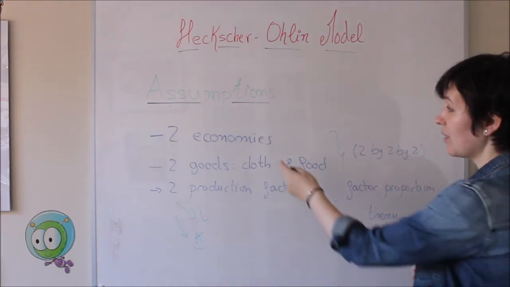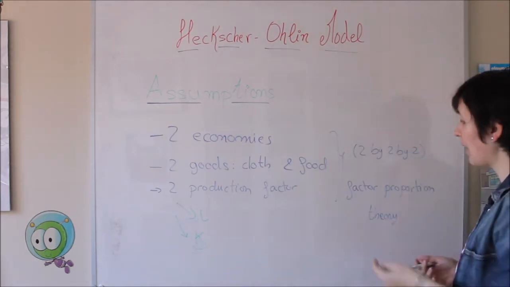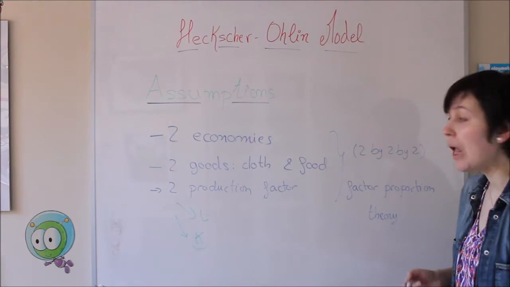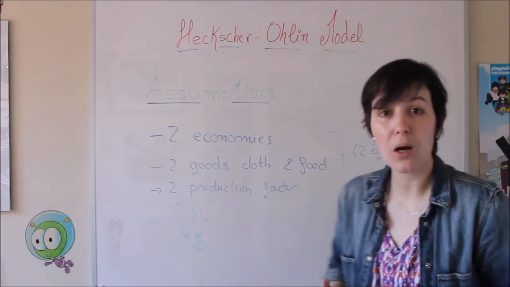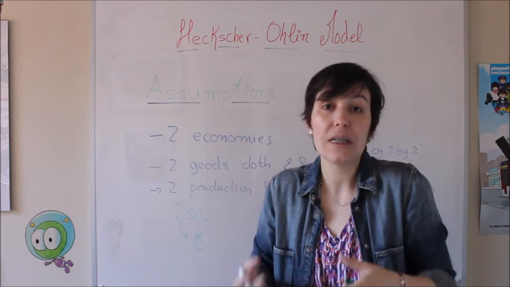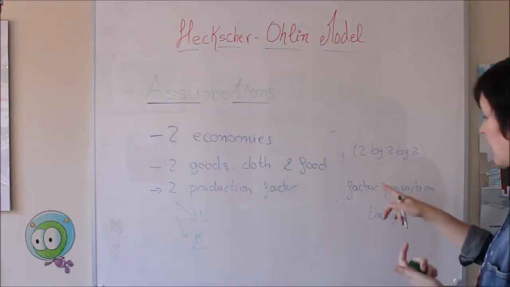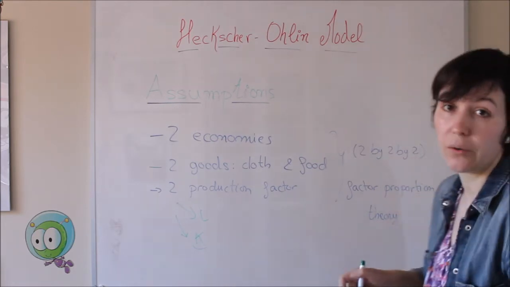You can see that this is 2, 2, 2, that's why sometimes we observe this model referred to as the 2 by 2 by 2, okay? Also, because we are talking about abundance in relative terms and intensity also in relative terms, this model is also known as the factor proportion theory, okay?